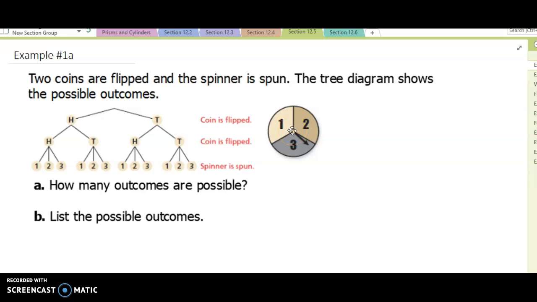Alright guys, so this is the video for section 12.5. This is the 5th out of the 6 sections of this chapter. I know it's been a struggle for some of you, but keep going. I promise you'll start getting it more and more and more.